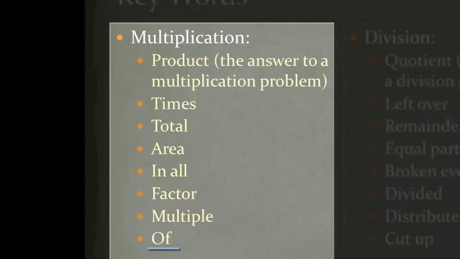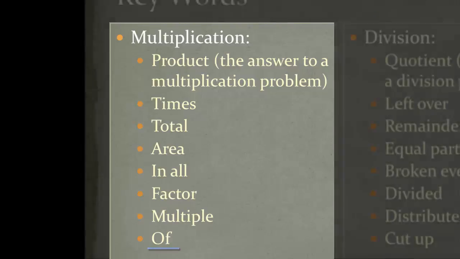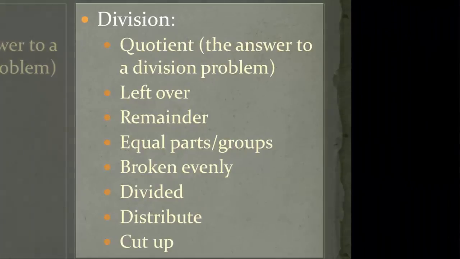You do have to be careful with of, because sometimes it's just written normally in the English language of, and it doesn't mean multiplication. But sometimes if we see the word of after numbers, a lot of times that will mean it's multiplication. Now let's look at division.